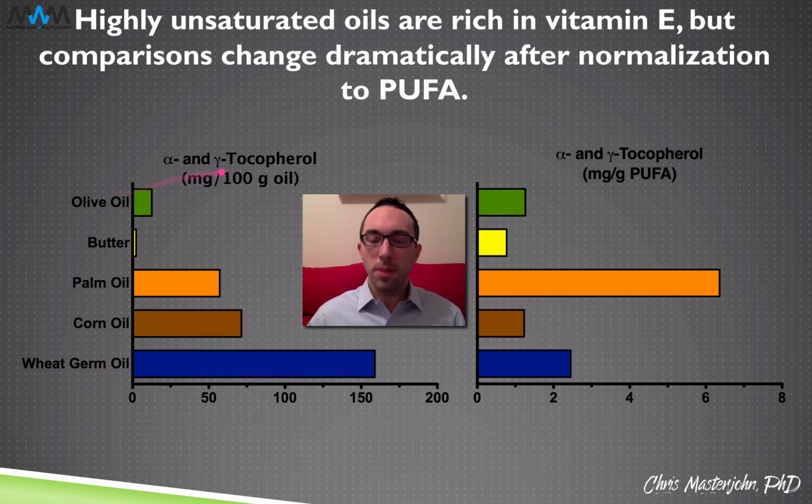But if you express that per gram PUFA, what you see is that all of a sudden palm oil is the best. Butter's still not as good as olive oil, but the difference isn't as big. And wheat germ oil no longer takes the lead.